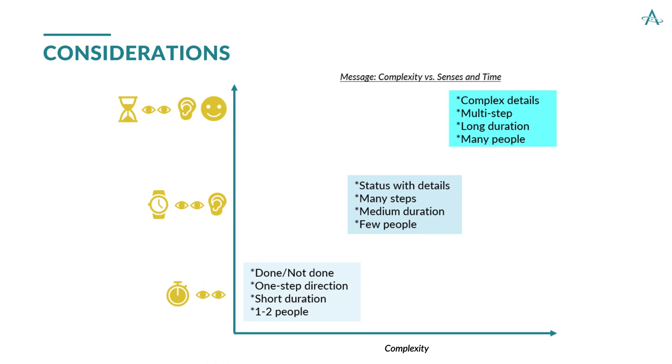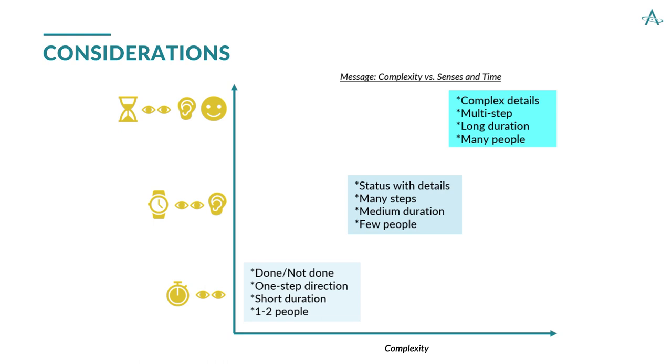For example, let's start on the bottom left of the graph. Is the message a done or not done? Is that the type of communication we're sending that's very low complexity, one step, short duration of the activity? It's not really going to take a lot of time and effort to complete the communication. And if you're just using a small group, then you really don't need to use many senses. I put the icons for the eyes there, so an email will suffice. For example, a chat will suffice.